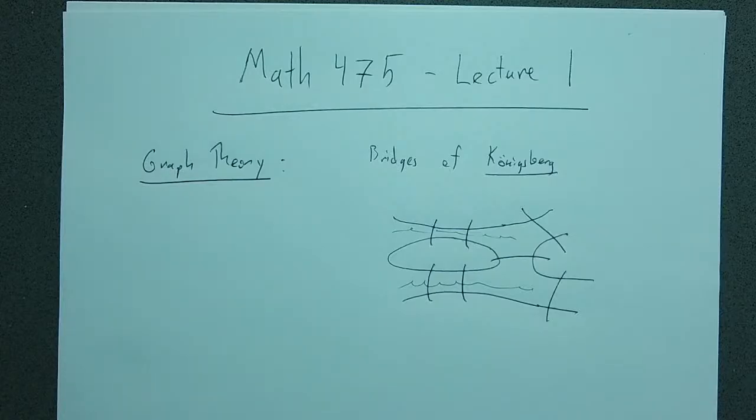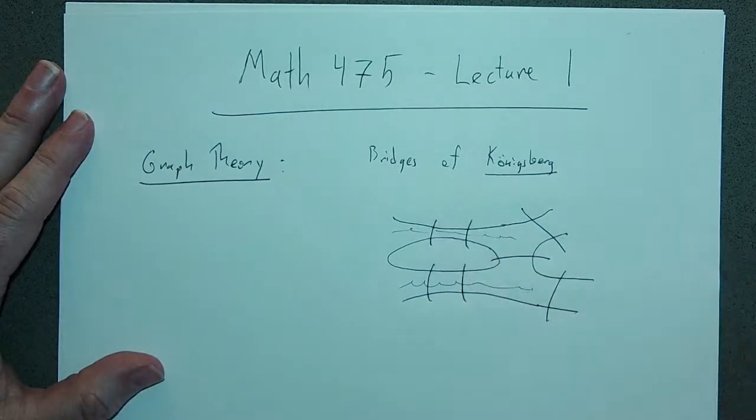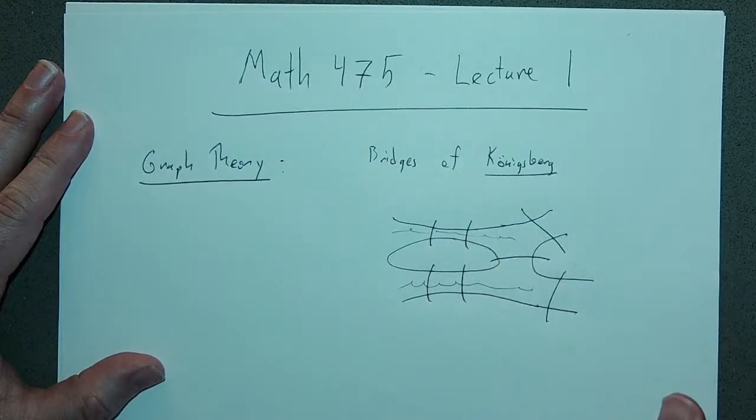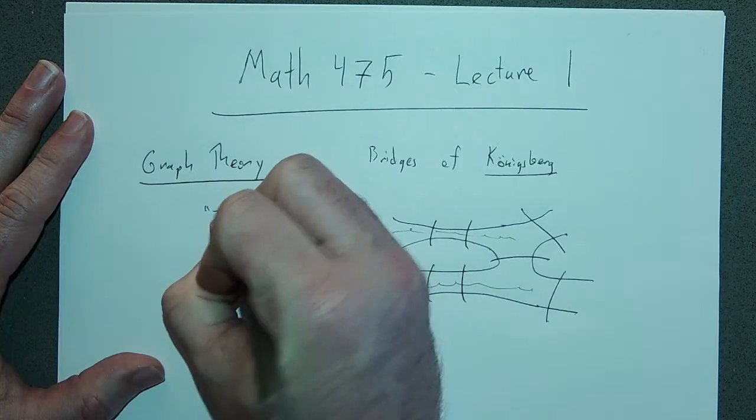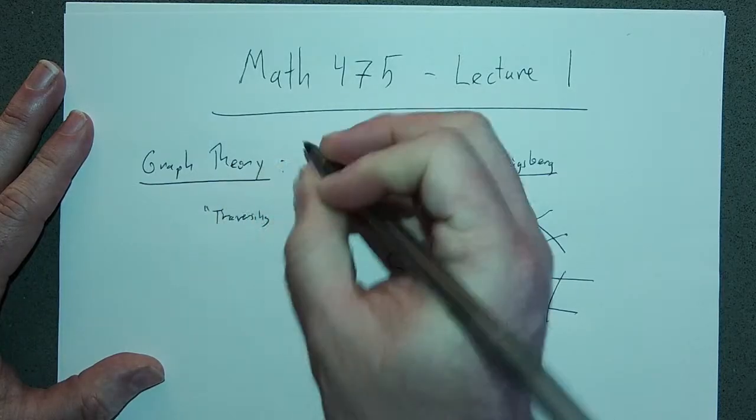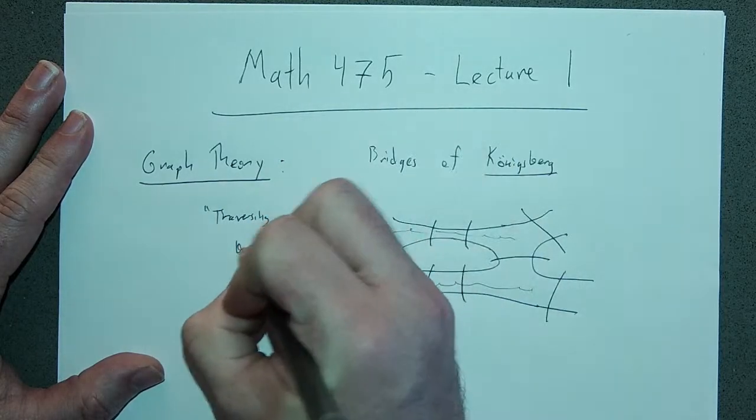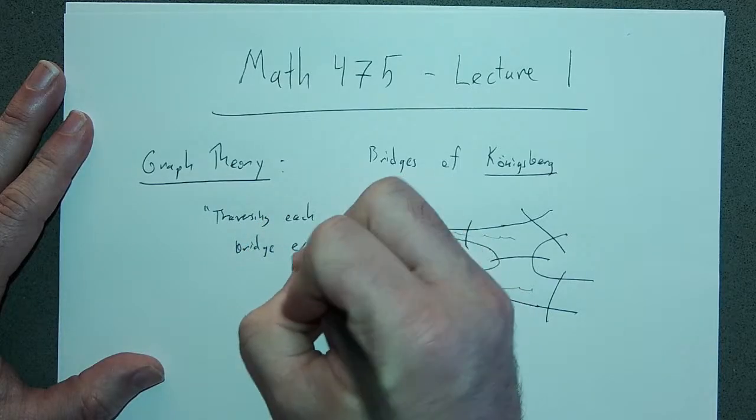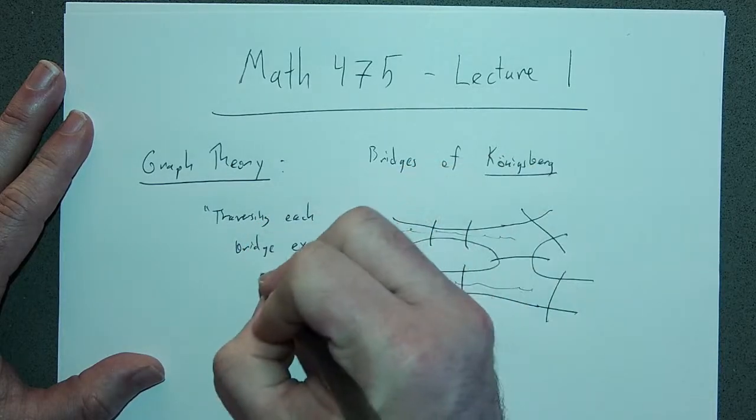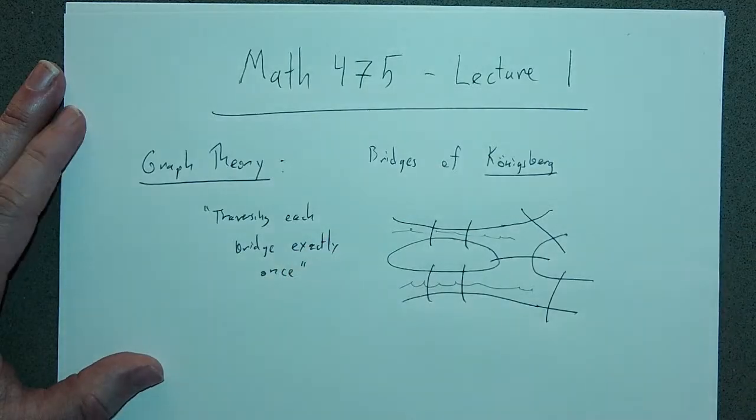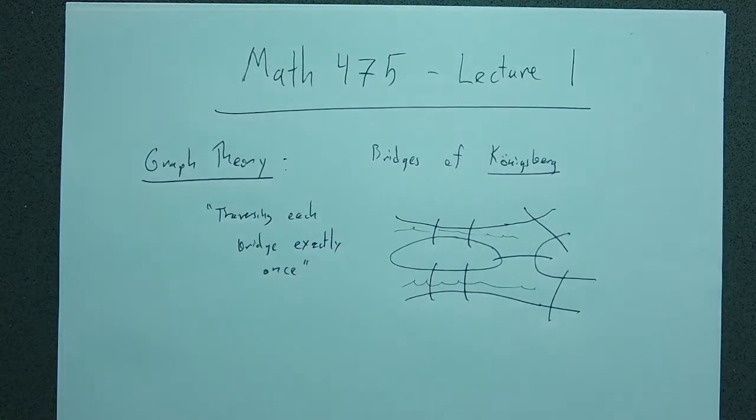Okay. Now, immediately, if you know anything about graphs, you might see how this translates into a problem on graphs. But what was the problem? The problem was crossing each bridge exactly once, traversing all the bridges, but only once, right? So no backtracking. The problem was traversing each bridge exactly once.